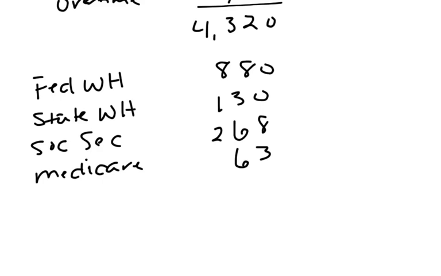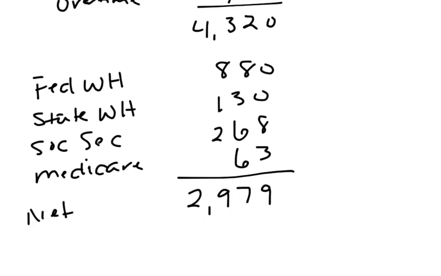So these are our deductions. We're going to subtract that from our gross wages. And so our net pay is $3,029. That's the amount that we're going to actually write the payroll check for.